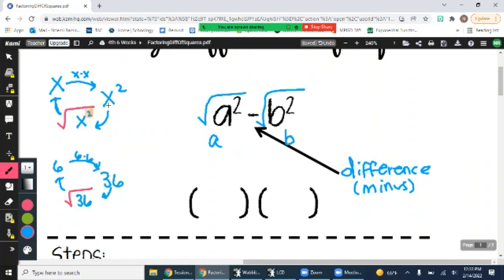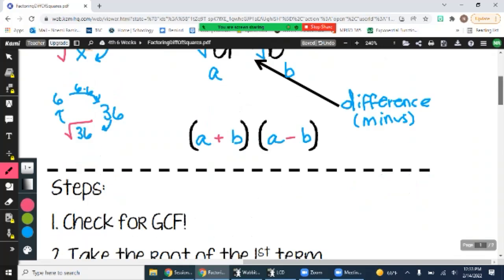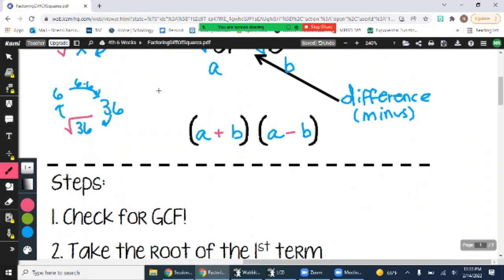So now how to set up your binomial. If the term is in the front, you leave it in the front. If the term is in the back, leave it in the back. Ignore the minus sign. The difference part is what tells us when to do the difference of squares method, okay? So a in the front, b in the back. And here's the hardest part. One's plus, one's minus. That is your binomial. You take the square root of both terms, leave them in the same spot in your binomials, and then one is plus, one is minus, okay?